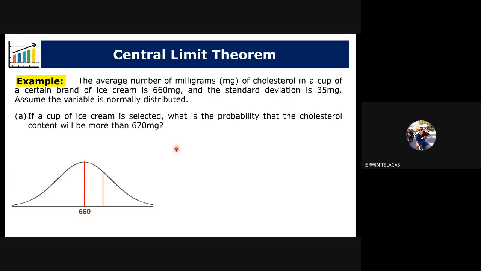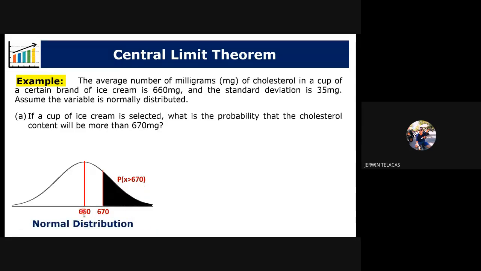Saan natin makikita si 670? Is it located to the right of 660? Okay, it's at the right of 660. So ito siya. Now, we are looking for the probability that is more than 670. Asan yun? Ito. So this shaded region represents the probability that the cholesterol will be more than 670 milligrams. And in symbol, we have here P of X is greater than 670.